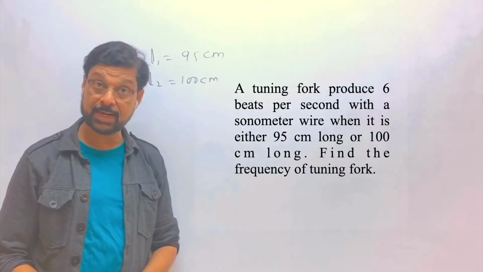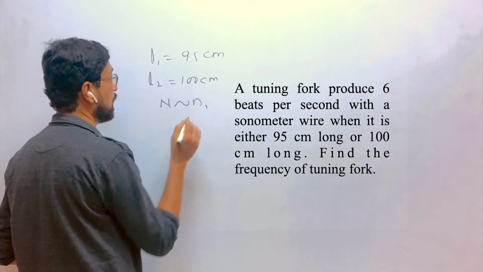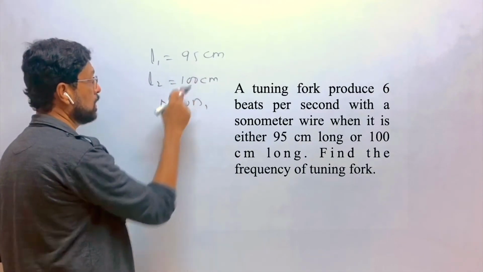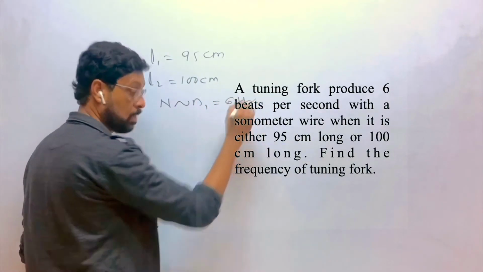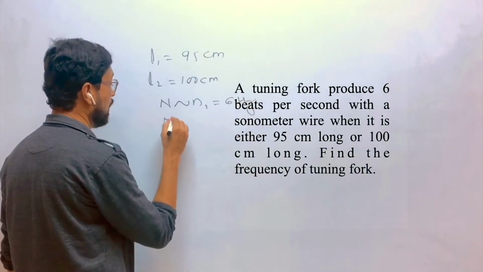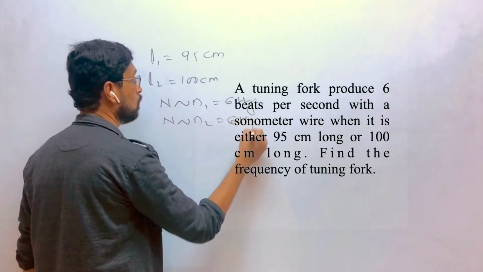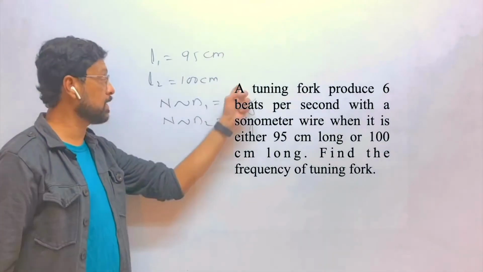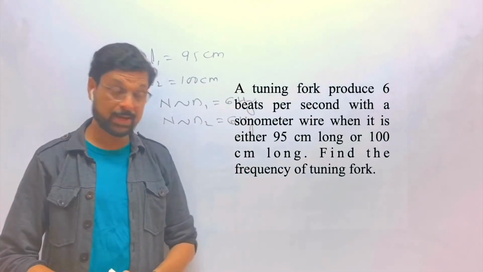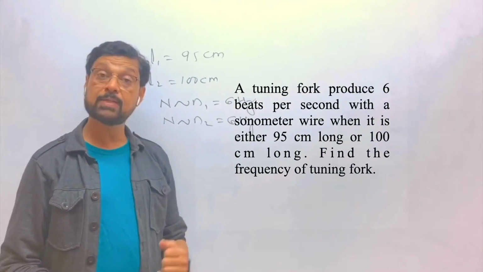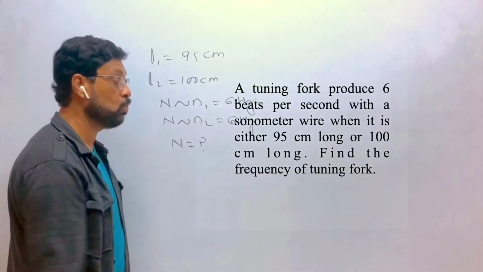6 beats per second with the wire, means n minus n1, जब लेंथ l1 थी तो फ्रीक्वेंसी थी n1, is 6 hertz, and n minus n2 or n2 minus n1 is also 6 hertz. In both the cases, the tuning fork makes 6 beats per second with the wire. Find the frequency of the tuning fork. Capital N is equal to what?